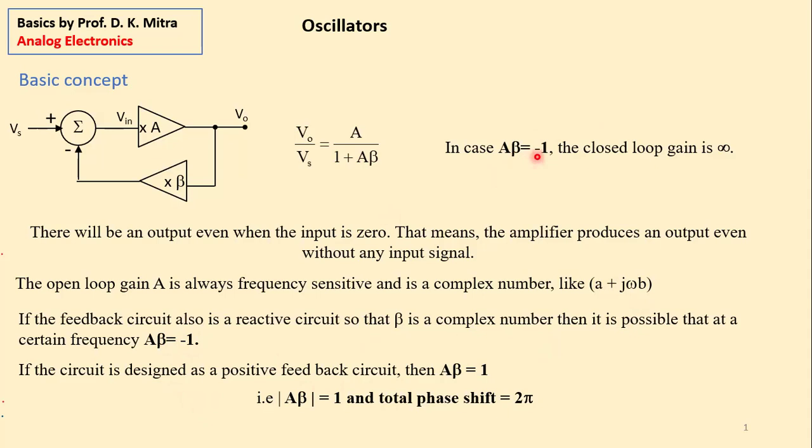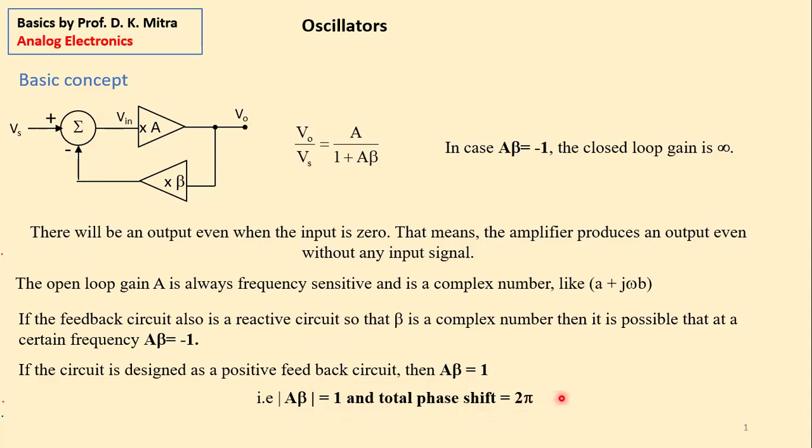And beta has to be a reactive circuit. Now, if you design the circuit as a positive feedback circuit, that means here you give it a positive additive input, then A beta has to be equal to 1. As simple as that. A beta equal to 1 means the magnitude of A beta has to be 1, and the total phase shift has to be equal to 2 pi or a multiple of 2 pi. That means mod A beta is 1, then angle of A beta has to be 2 pi or a multiple of 2 pi.